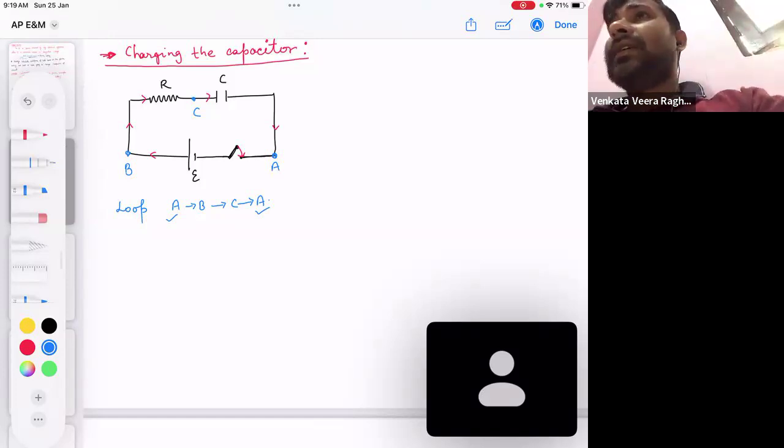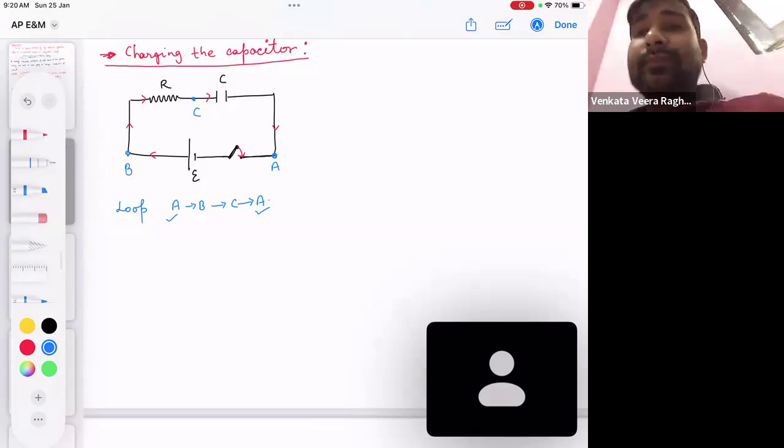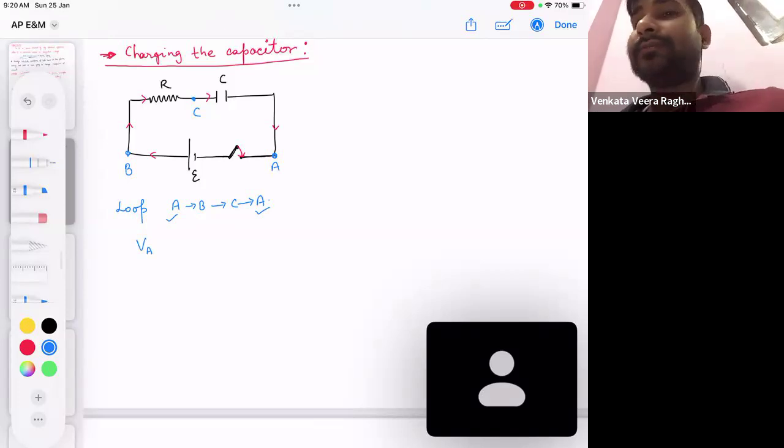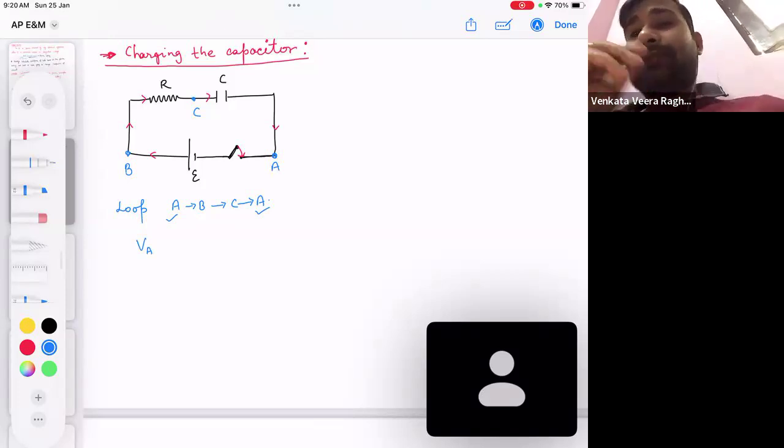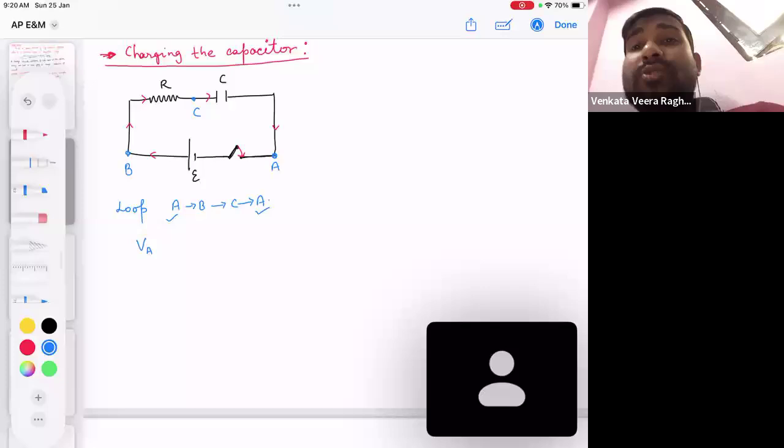But here the starting point and end point are the same. So VA and VA both will get cancelled out. Even if you want, you can write it like this. You are starting from A, so let's write VA. Now we will go from A to B.